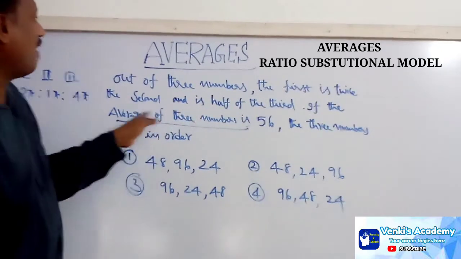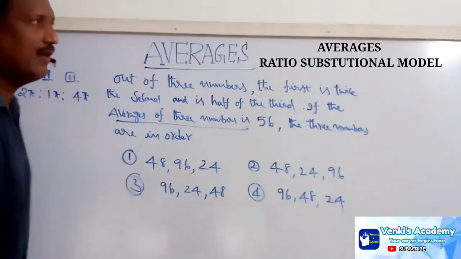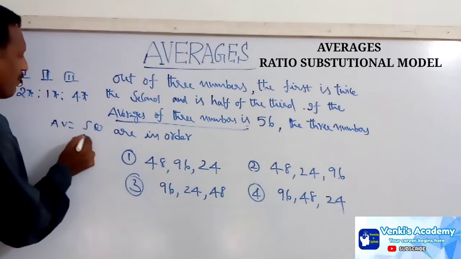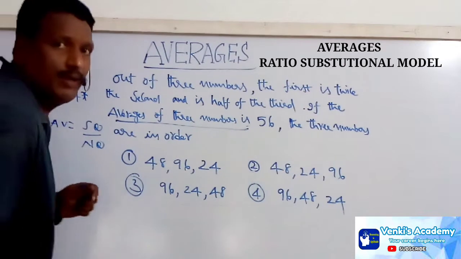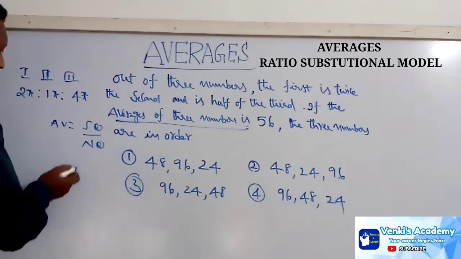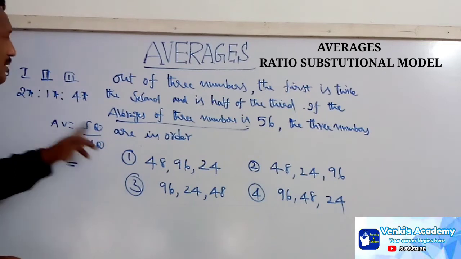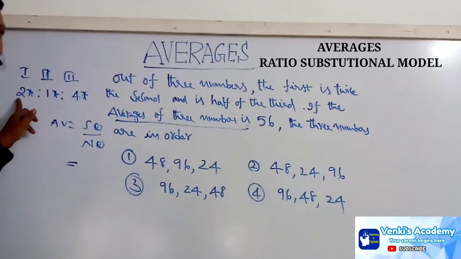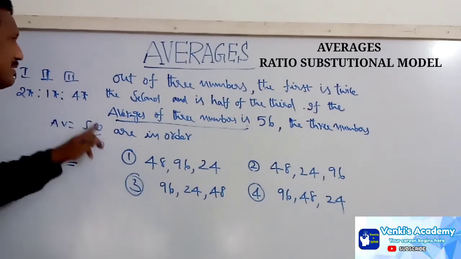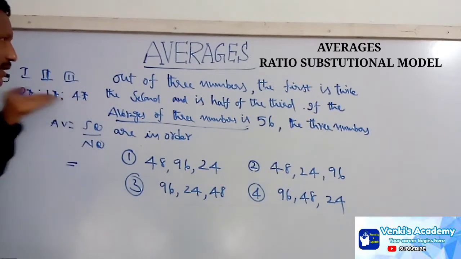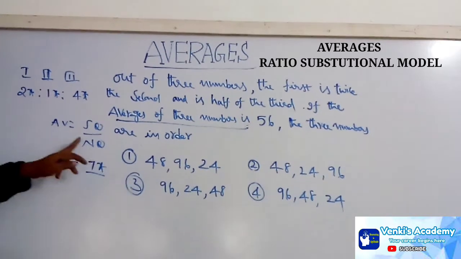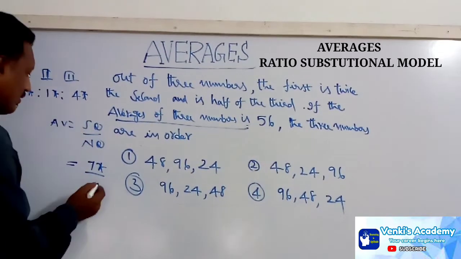If the average of three numbers is 56, what is the meaning of average? Average is equal to the sum of the quantities divided by the number of quantities. Sum of the quantities means 4 plus 1 is 5, 5 plus 1 is 2... 7x. We add the ratio parts, totally 7 parts. That means 7x divided by the number of quantities, which is 3.